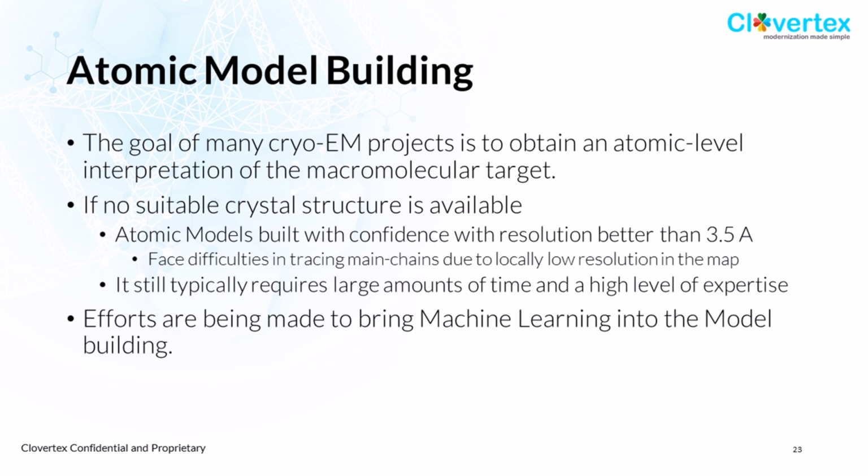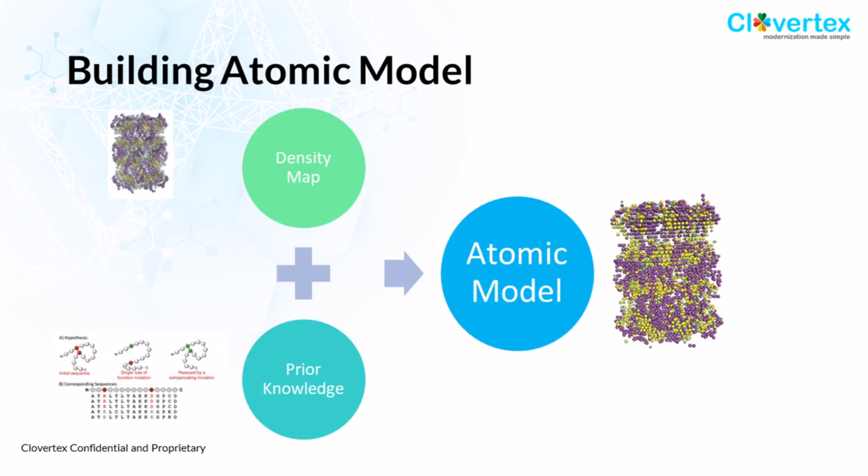Ultimately, the goal of atomic model building is really to build a model, hopefully with resolution better than 3.5 angstrom, which is where the cutoff is today. But it typically requires a huge amount of time as well as a high level of expertise, including a lot of compute to do it manually. And there's a lot of activity happening in using machine learning, including deep learning, in model building.